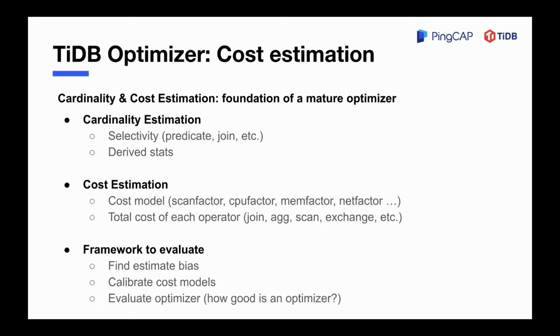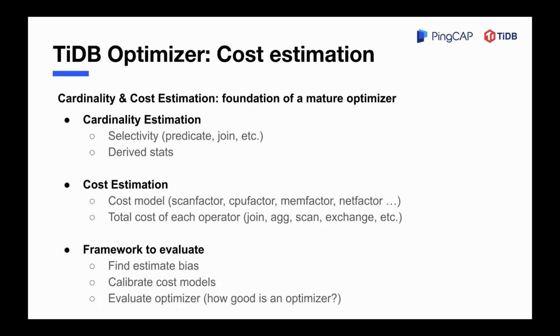And also we developed a framework to evaluate both the cardinality estimation and the cost estimation. That part helps us find estimation bias and also helps us calibrate the cost model. And also I think one of the challenges for every optimizer is how to evaluate the optimizer.